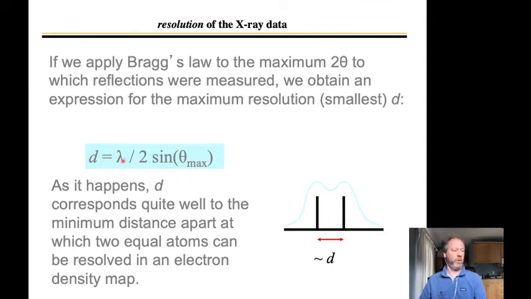But the wavelength of light is 0.7 angstroms, so the resolution is 0.7 over 2 sine theta max. It turns out if you get out to about 20 or 30 degrees of angle, that gives you a resolution of about 1 angstrom. So that's what we want.